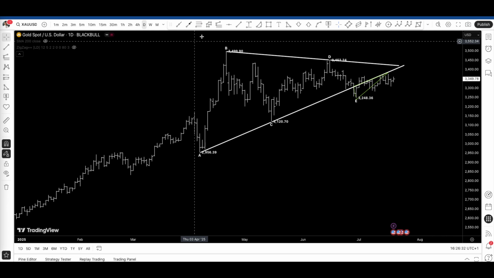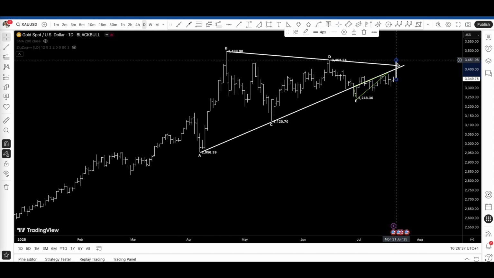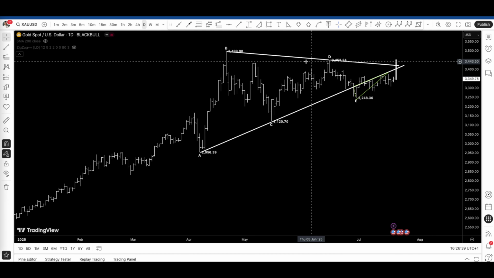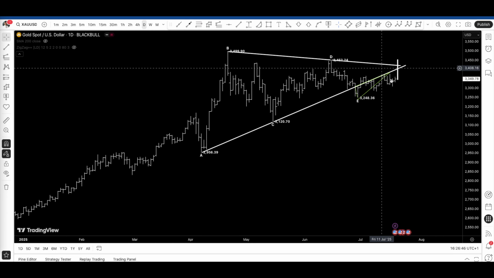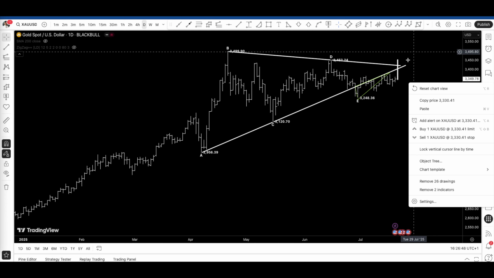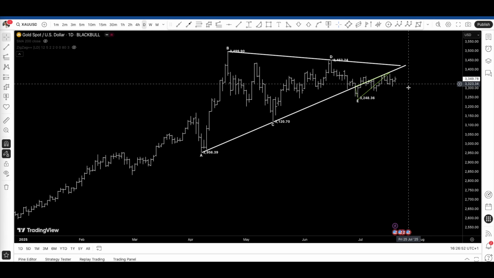Okay, so price should break with volume to the ceiling of the symmetrical triangle. Resistance should be broken, retested, and then continue to the upside. So we'll see.